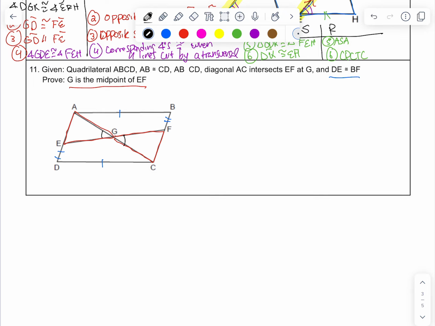So that's when we have to think about our givens. And we need to keep in mind that all the givens were there for a reason. They gave us that AB was congruent to CD. AB and CD are a pair of opposite sides on this quadrilateral. On the other pair of opposite sides, they give us a piece ED and a piece BF.